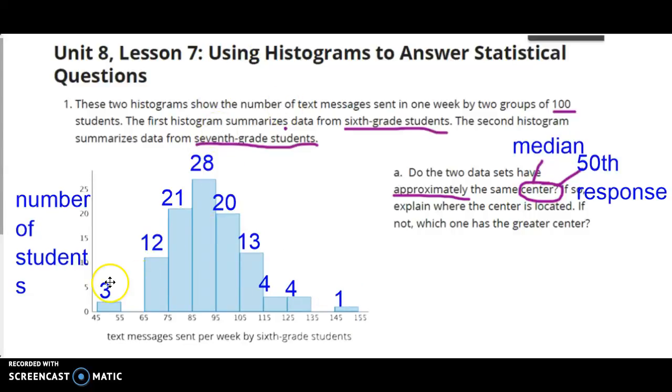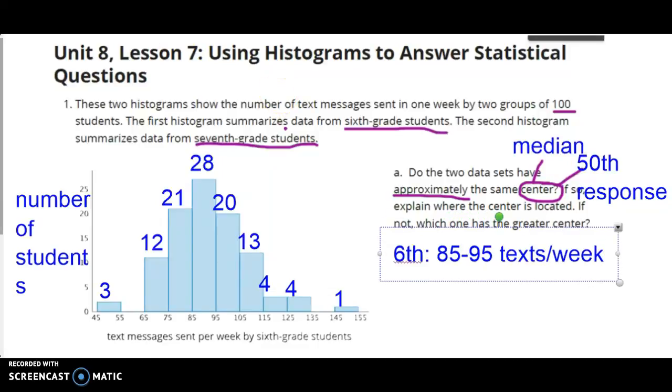So now what I want to do is, when I count up to 50, how many text messages is that? So 3 plus 12 is 15, plus 21 is 36, plus 28 is going to get me above 50. So I know my 50th response is going to be right here in my middle bar, which is between 85 and 95. So my center for 6th grade students is 85 to 95 texts per week. Go ahead and add your unit.